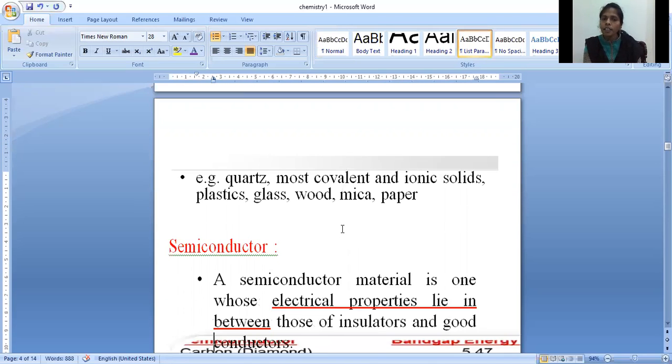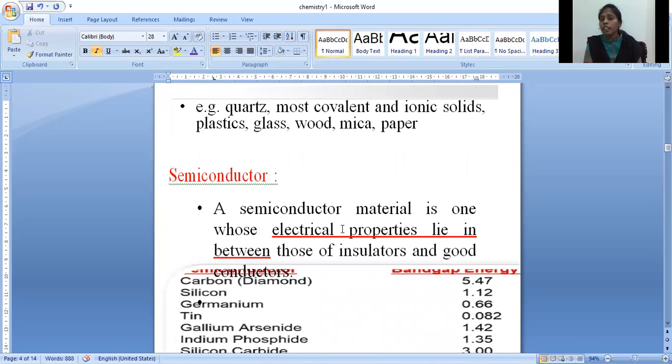And the last material is the semiconductor. In the name itself we have semi: it passes electricity, but partially. A semiconductor material is one whose electrical properties lie in between those of insulators and good conductors. So semiconductors are able to pass electricity partially. They lie between the conductors and the insulators, and those are called semiconductors.